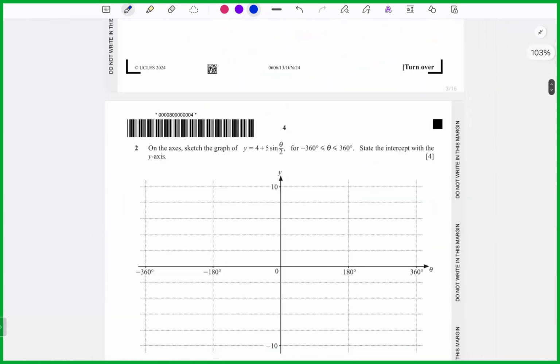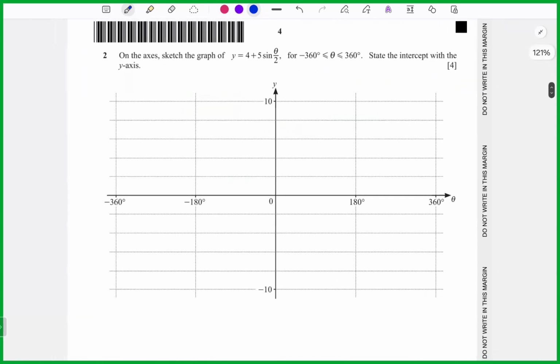Okay, so now we try going to the next question, question 2. This is sketching the graph of trigonometric functions. On the axes, sketch the graph of y equals 4 plus 5 sine (theta over 2) for theta between negative 360 degrees and 360 degrees. State the intercept with the y-axis. For now you can see here is b theta over 2, right?